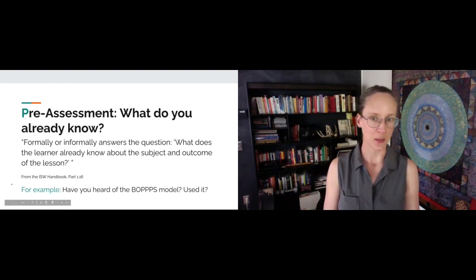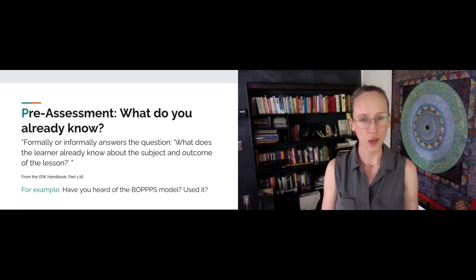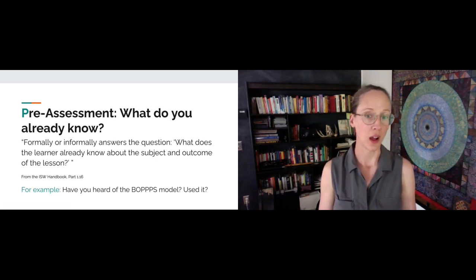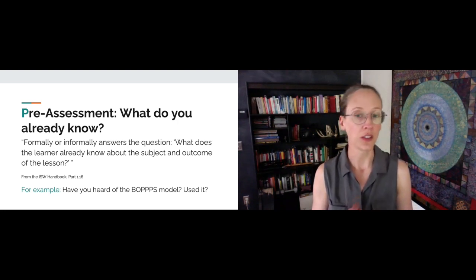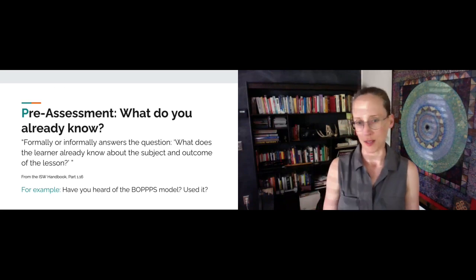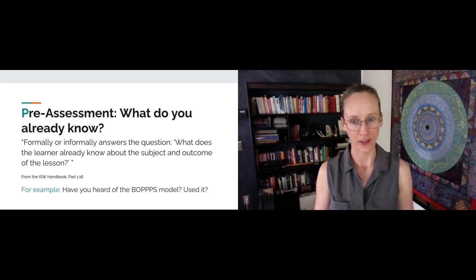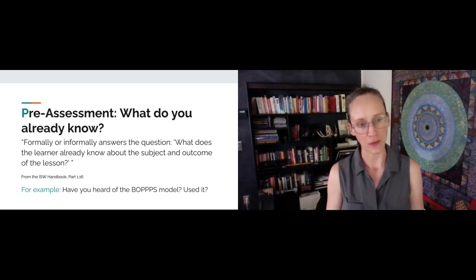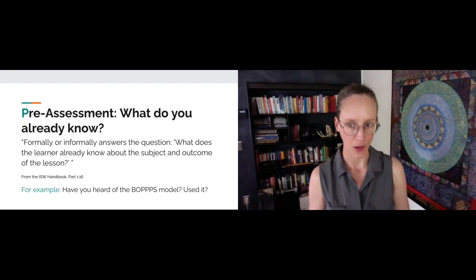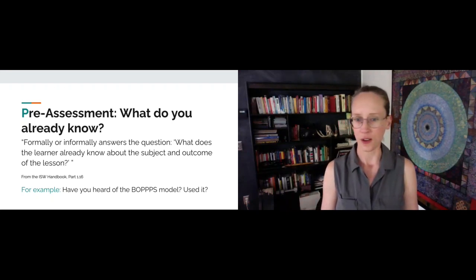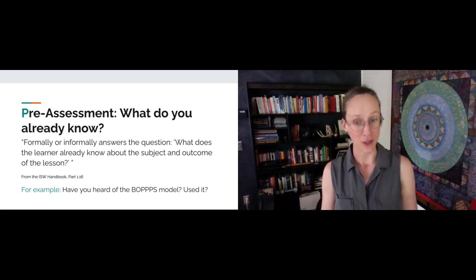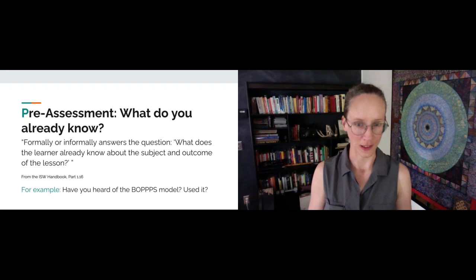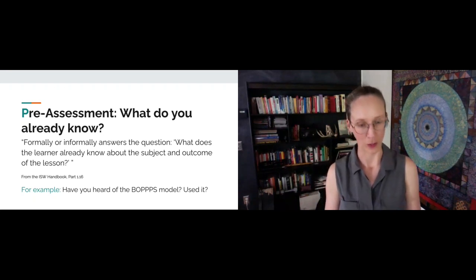A pre-assessment is an important part of any lesson. It's really important to find out what it is that your learners already know, not only so that you can gauge their interest and what you need to really focus on, but also so that you can activate their prior learning. It'll help things stick a lot better. So as the handbook states, it formally or informally answers the question, what does the learner already know about the subject and the outcome of the lesson? So let's find out. Have you already heard of the BOPPS model? Have you used this model already?